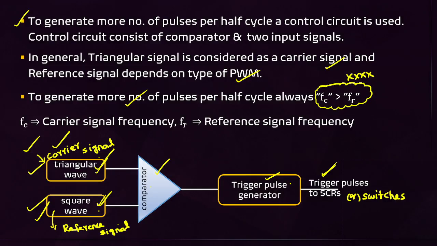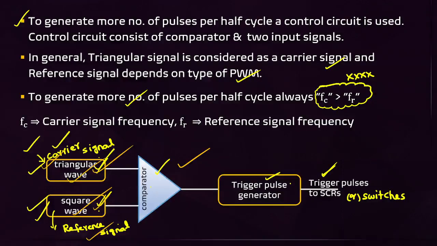But the point to remember is how to generate more pulses per half cycle. To generate more pulses per half cycle, we have to use one control circuit. This is the control circuit. The control circuit has two inputs, a triangular wave and a square wave. The triangular wave is the carrier wave. The reference wave depends on the PWM technique. In different PWM techniques, different reference waves can be used. But for all PWM techniques, the triangular wave is the carrier wave.